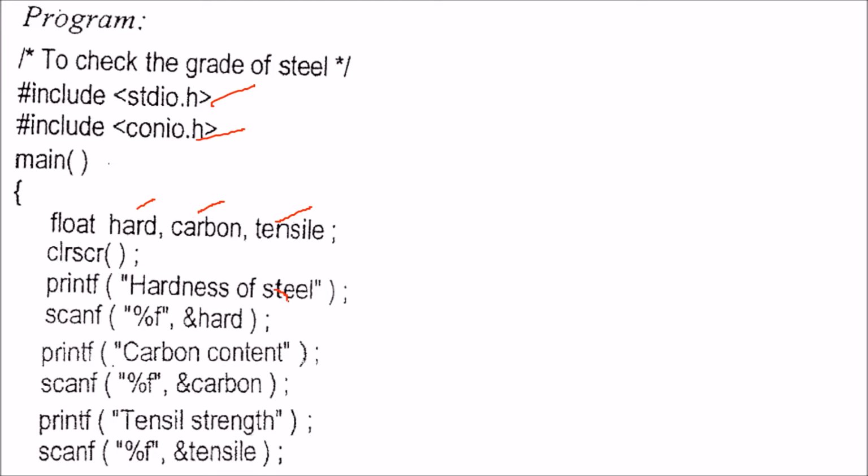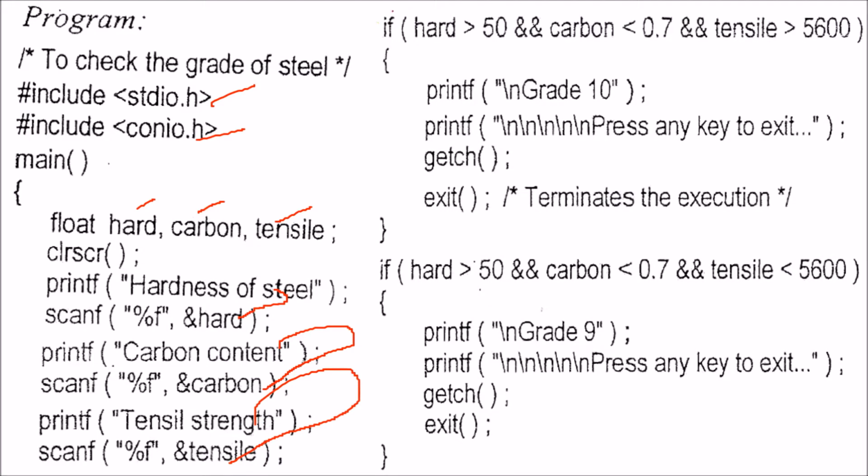We'll ask for the hardness, take it in hard. We'll ask for the carbon content, take it in carbon. We'll ask for the tensile strength, take it in tensile. Then the first condition: if hardness greater than 50 and carbon less than 0.5 and tensile greater than 5600. All three have to be true. That is why we have used the AND operator.